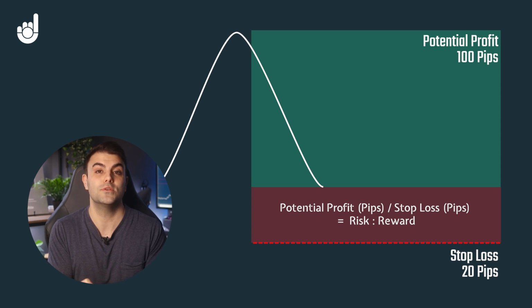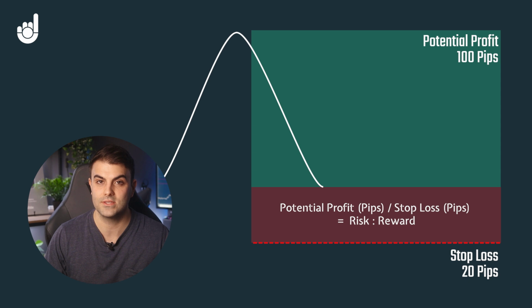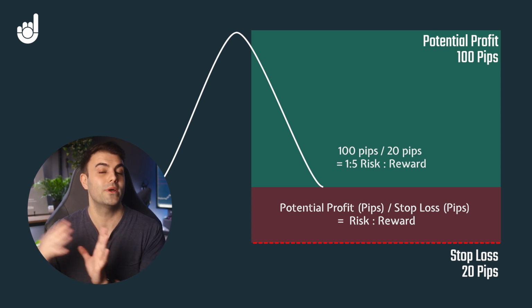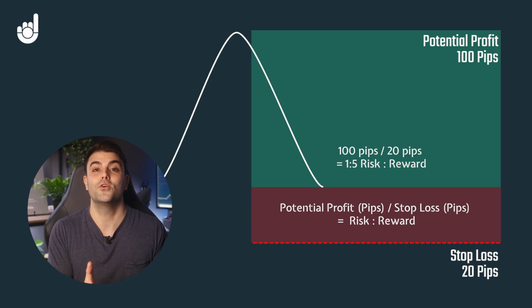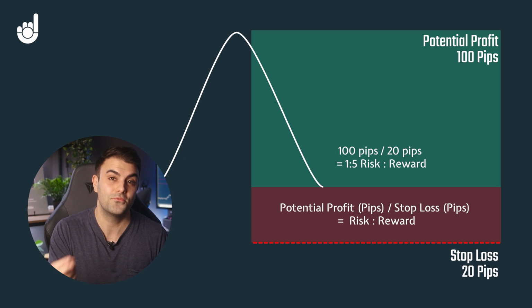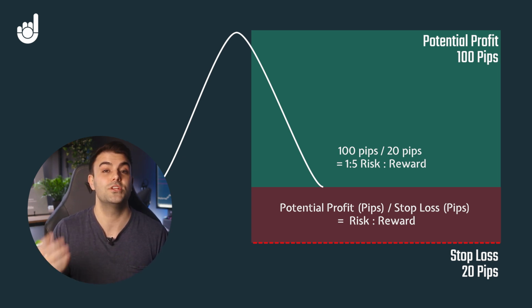This ratio shows you the difference between how much you have at risk compared to how much you could potentially profit. And by measuring the distance in pips, you could create a simple ratio. So for example, if your stop loss is 20 pips away and your profit target is 100 pips away, you know you're risking 20 pips to potentially earn 100 pips. That's a 1:5 risk-reward ratio. For every 1 that you have at risk, you could potentially earn 5.